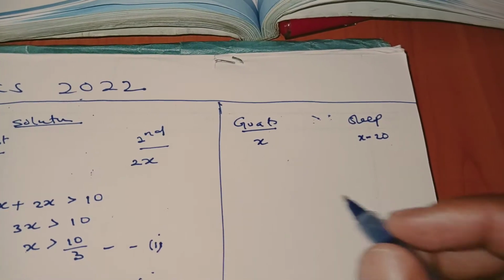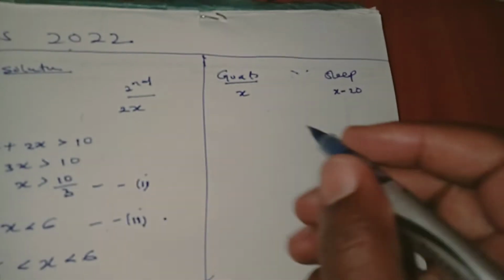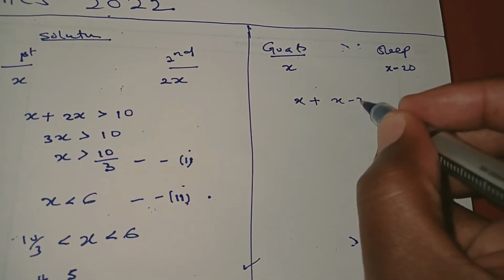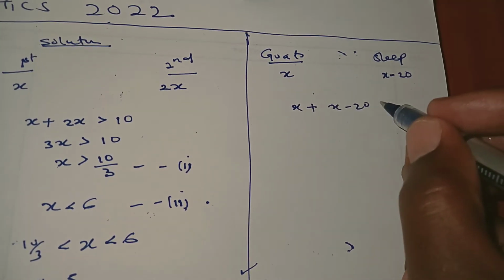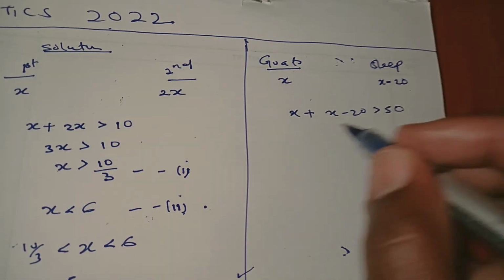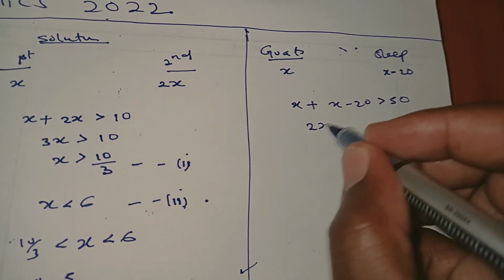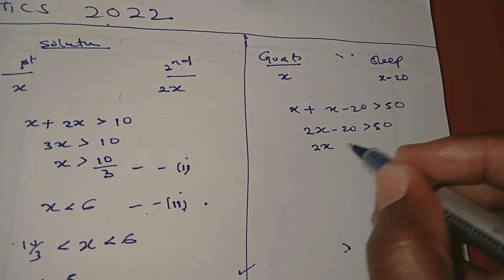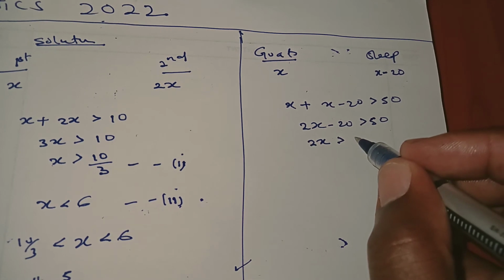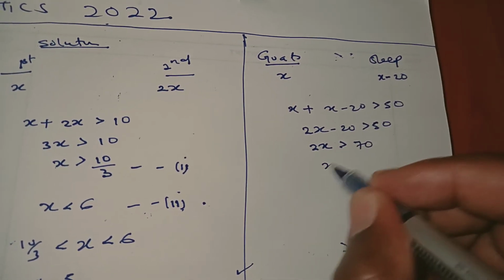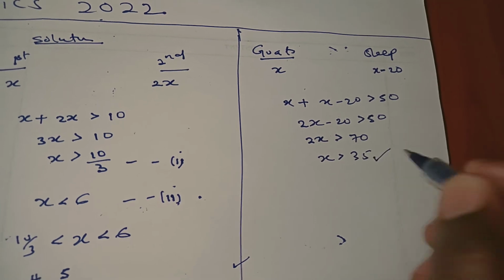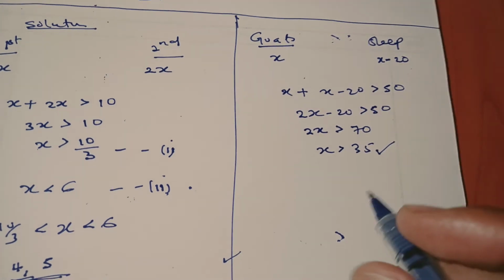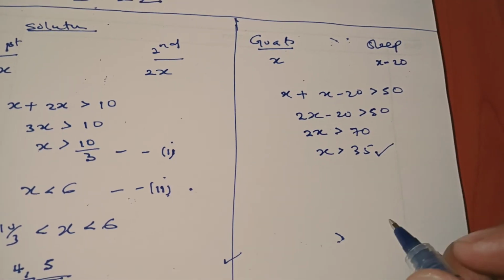So we are going to take another inequality here. First of all, we take x plus x minus 20, and we know that those should be more than 50. That's what we are told. So this should give us the first inequality: 2x minus 20 is greater than 50. Adding 20 to both sides gives us 2x is greater than 70, and so x is greater than 35. Okay, that's the first inequality.